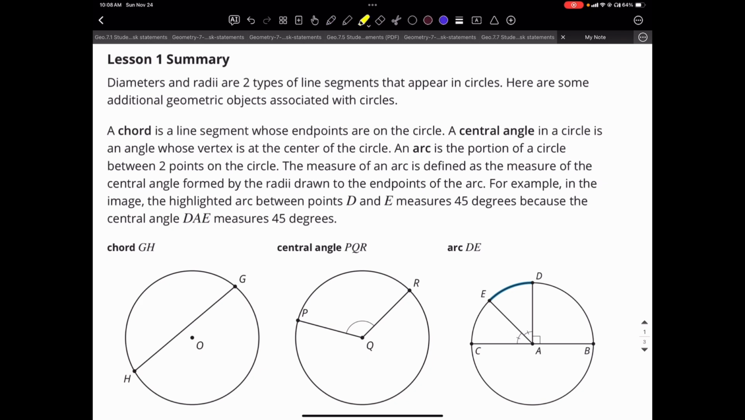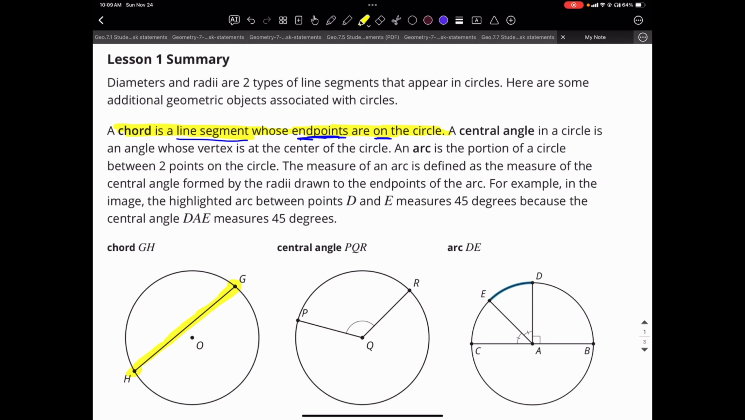A chord is a line segment whose endpoints are on the circle, right? So here's a line segment. It's important that it's just a segment, not a full line, with endpoints on the circle, right? So the example below, this is a chord because it has endpoints on the circle. The endpoints of G and H are actually on the circle.